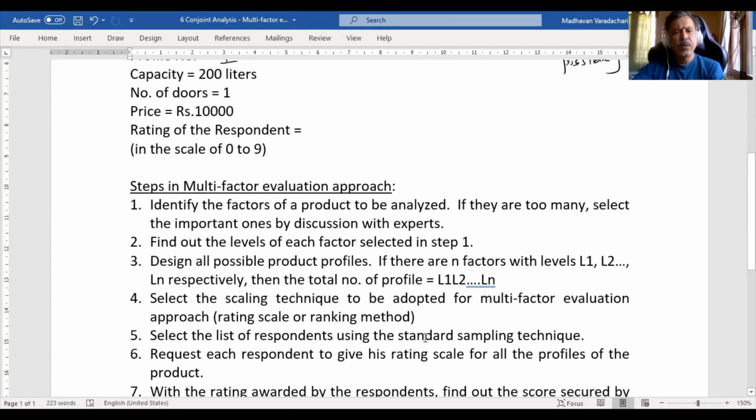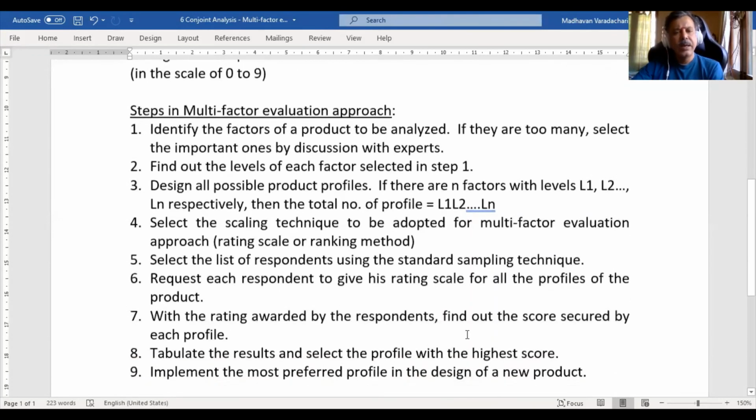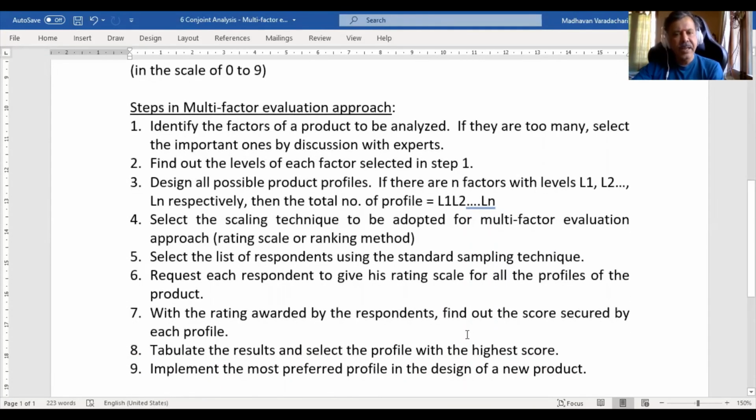Respondents: as usual, like in your two-factor approach, here also you'll use a sampling technique to choose the respondents. Request each respondent to give a rating for all the product profiles you are giving. Based on the ratings awarded by the respondents, you may identify the total score secured by each profile. Then tabulate all those results in one single table and choose the profile which has the highest score. That will be the most preferred profile before you launch any new product or even before you design a new product.